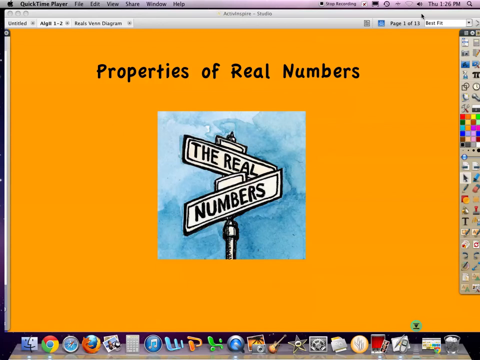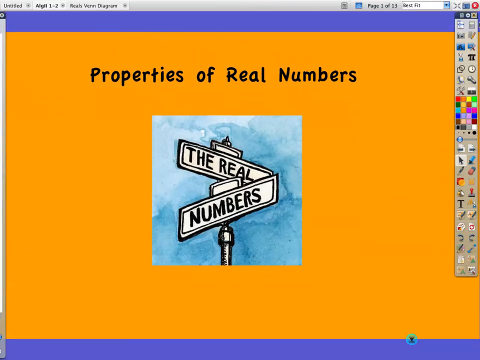Okay, this is lesson 1.2, properties of real numbers. I'm dividing this up into two sections, so we're just going to look at the real numbers right now, and then we'll talk about properties later. So let's get started.